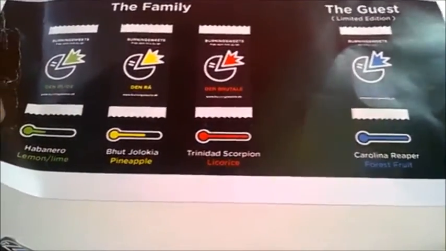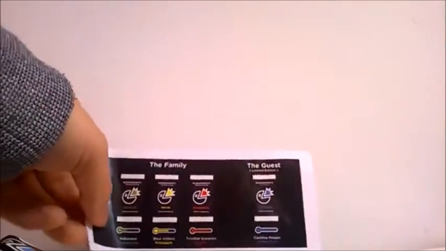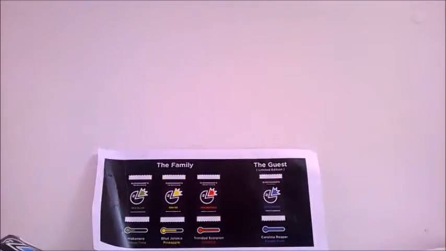Here are the flavours. So we have different types of chilies, different heats. The green one there, which is the first one I try, is habanero, which is lemon and lime, probably the one I'm most looking forward to. The other one is Bhut Jolokia, which is pineapple, Trinidad Scorpion, licorice, and Carolina Reaper, which is forest fruit, and that's a limited edition. As I get further along the reviews, I'm going to struggle more, but there you go.